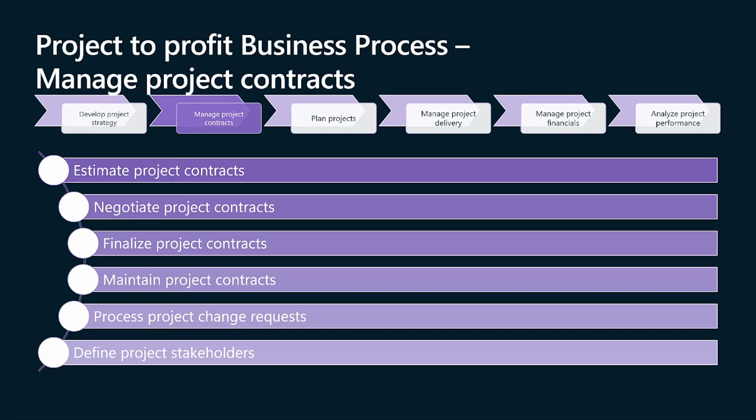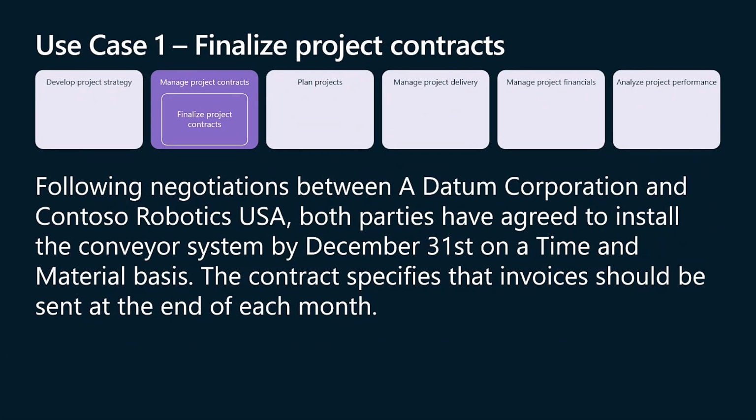Process project change request, evaluate, approve, and implement change in a controlled manner. And finally, define project stakeholders, identify key stakeholders to ensure project success. By adhering to these processes, organizations can ensure projects are completed on time, within budget, and to the satisfaction of all stakeholders. Now we are on the first use case.